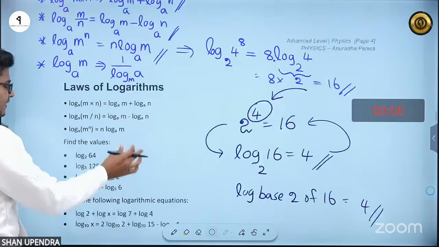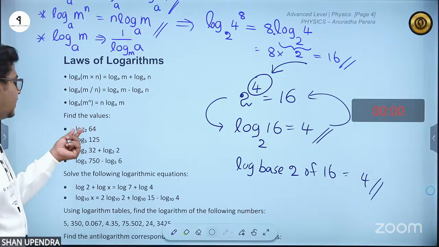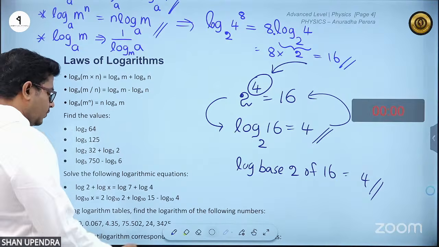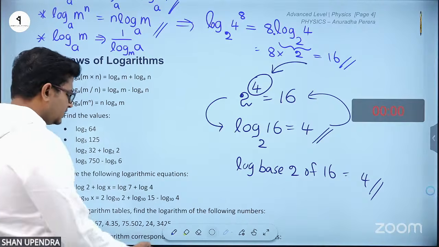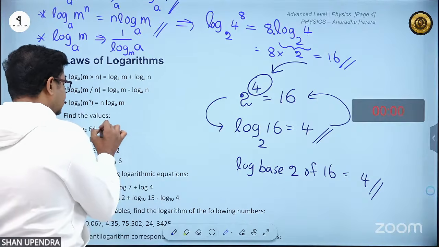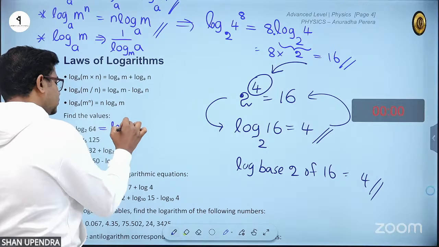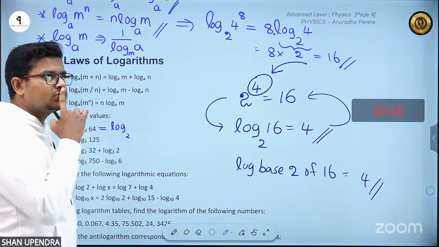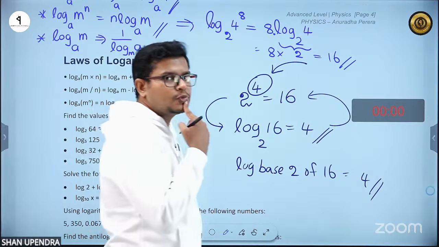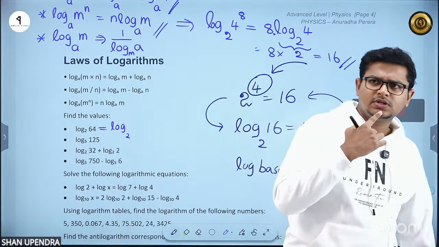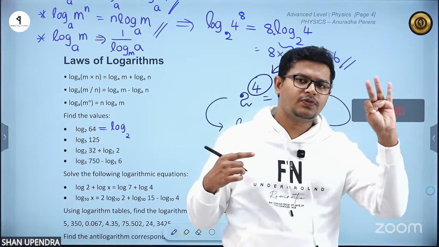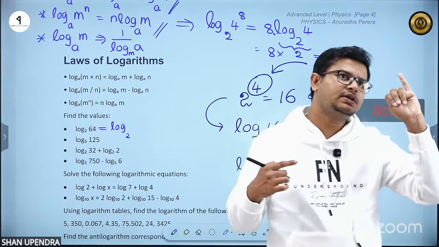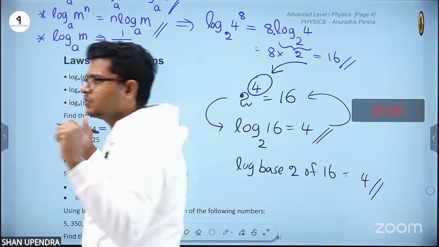Good. So find the values. Log base 2 of 64. You can represent 64 in terms of 2, which is easy for us. We can write log base 2 of 64, where 64 is 2 to the power of something. Let's count: 2, 4, 8, 16, 32.